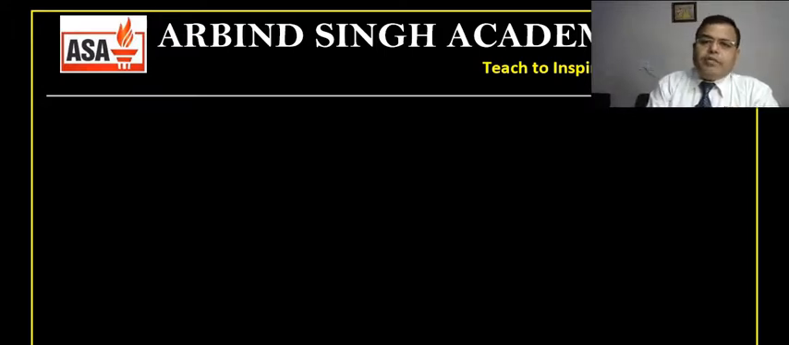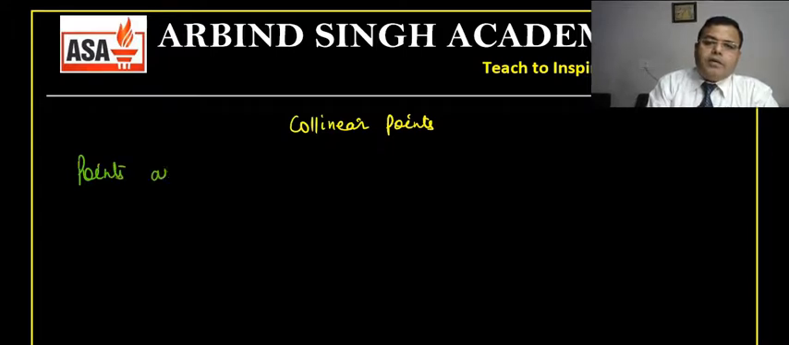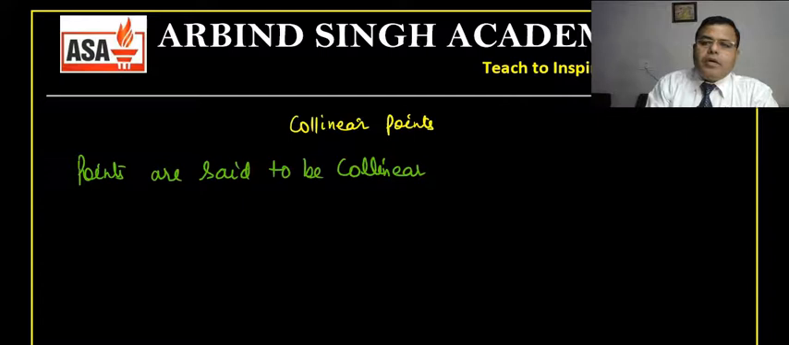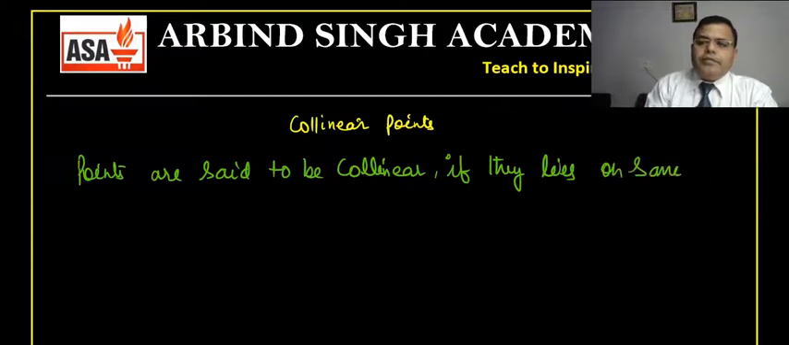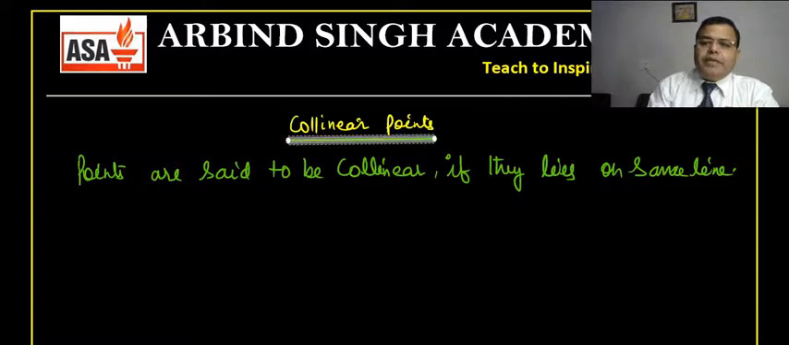So what are collinear points? Let me discuss collinear points. Points are said to be collinear if they lie on the same line. If three points lie on the same line, they are said to be collinear. That can be proved by using different concepts. There are so many concepts to prove that points are collinear.